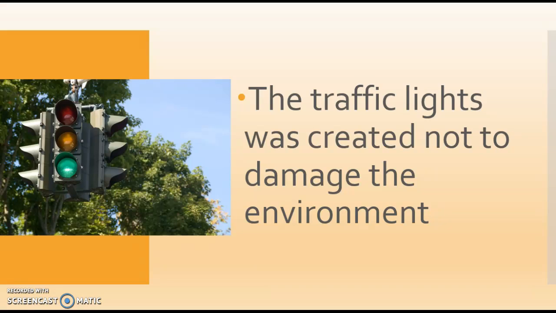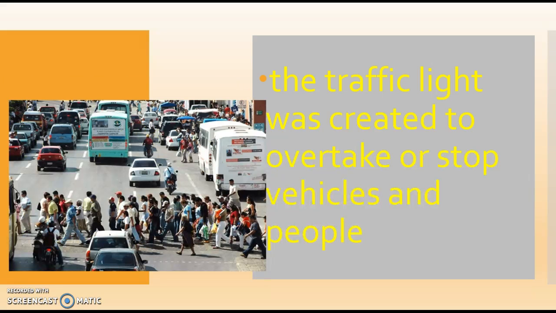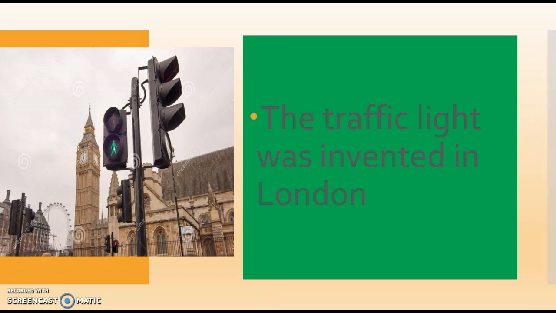The traffic light was given not to damage the environment. The traffic light is given to overtake of stopped vehicles and people. The traffic light was invented in London.